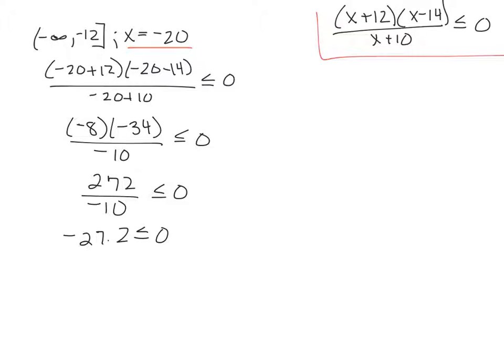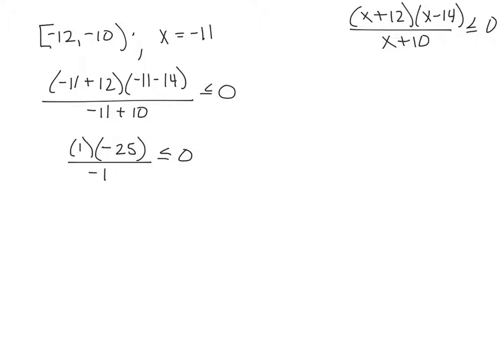Now this is a true statement. Negative 27.2 is less than or equal to 0. So I know that this interval is going to be a part of my solution. Next, we'll look at the second interval of negative 12 to negative 10, and we'll choose x equals negative 11 as our test value. So I plugged in negative 11 into the original inequality, and we have 1 times negative 25 divided by negative 1. This simplifies to negative 25 divided by negative 1, which is a positive 25. Now positive 25 is not less than or equal to 0, so this interval will not work.